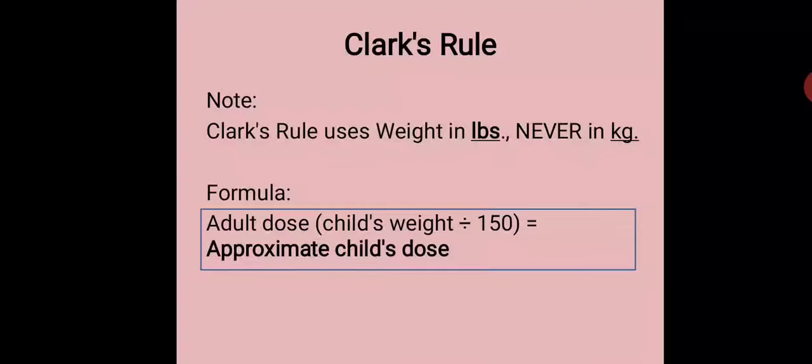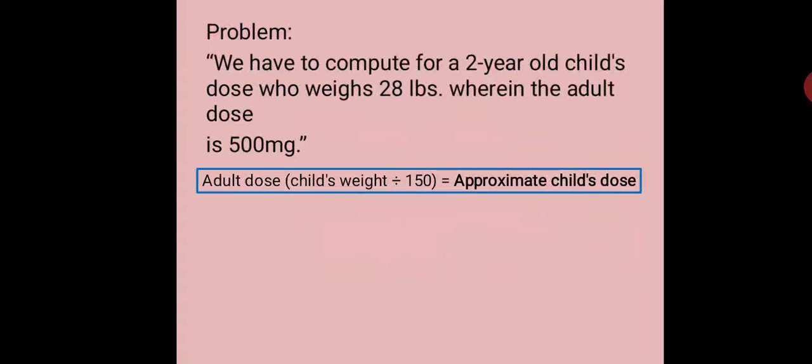Adult dose, or average adult dose, child weight divided by 150. So, again, kailangan natin matandaan yung mga formula. So, we have here a problem. We have to compute for a 2-year-old child dose who weighs 28 pounds, wherein the adult dose is 500 mg. So, ang formula niya is adult dose, child weight divided by 150.